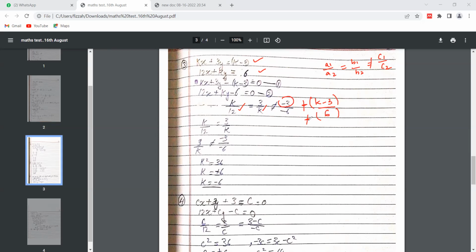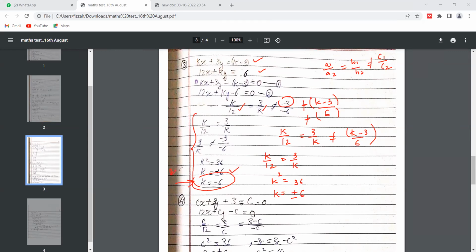Okay, Hamna? Yes, ma'am. Now somehow you are getting k is equal to minus 6, but I don't think so. Now see here, ultimately you get k by 12 is equal to 3 by k, which is not equal to k minus 3 divided by 6. Now if you take the first two, you get k by 12 is equal to 3 by k, so k square is equal to 36. So k will be how much from here? Plus minus 6. That's right. But then you are choosing k is equal to minus 6. Why not plus 6?